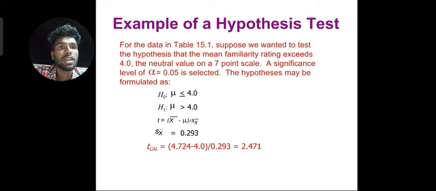Example of a hypothesis test for the data in the table. We wanted to test the hypothesis that the mean familiarity rating exceeds 4.0, the neutral value on the 7 point scale. The significance level of alpha equal to 0.05 is selected. The hypothesis may be formalized as H0: mu less than or equal to 4.0, H1: mu greater than 4.0. t equals x bar minus mu divided by s x bar, equal to 0.293. t calculated equals 4.742 minus 4.0 divided by 0.293, equal to 2.471.